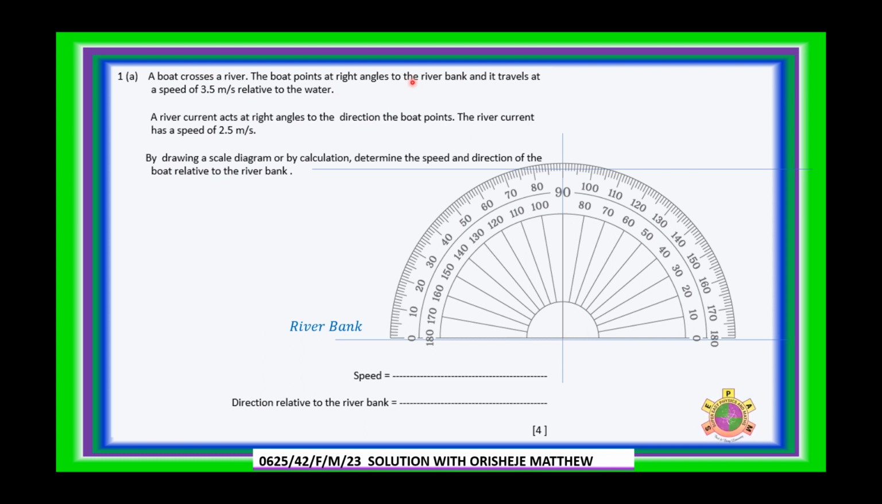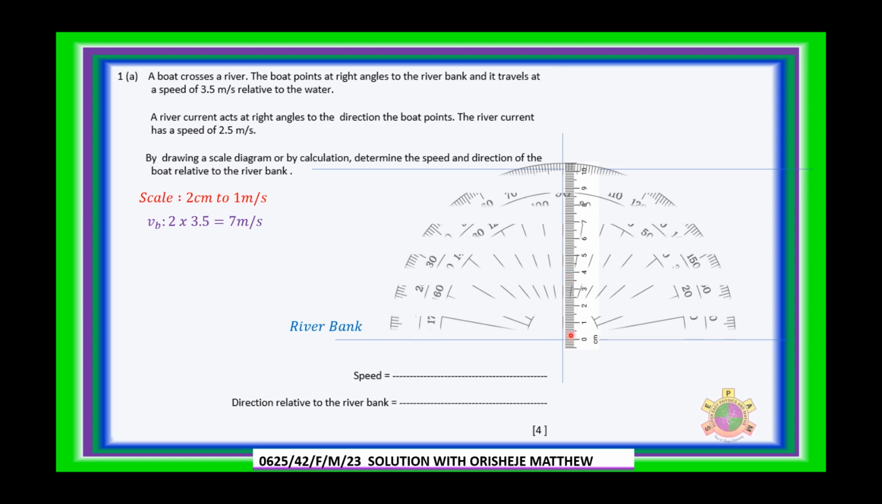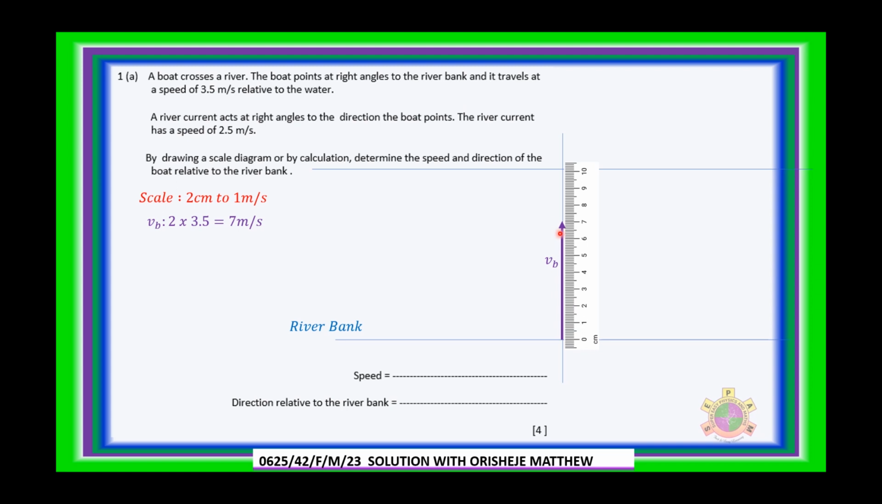So the boat is going to start. And then we are going to use the scale of 2 cm to 1 meter per second. So if I draw the distance of 2 cm, it represents the speed of 1 meter per second. Since the speed of the boat is 3.5, 3.5 multiplied by 2 will give me 7 cm. So the total length is 7 cm. With the ruler, we can measure 7 cm. So let's do that. 7 cm there. Remove the ruler. So that is the velocity of the boat.